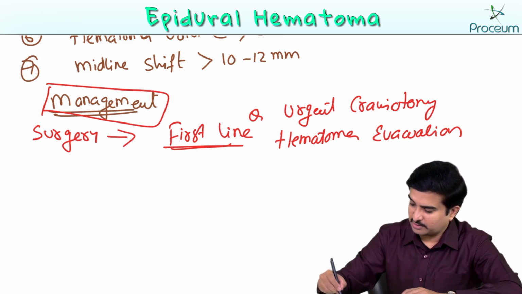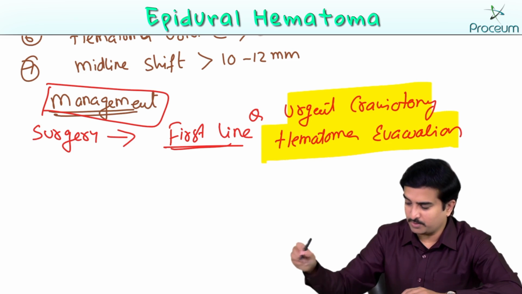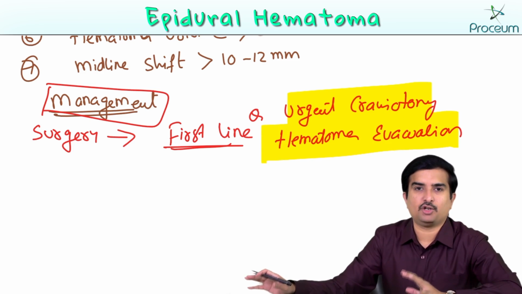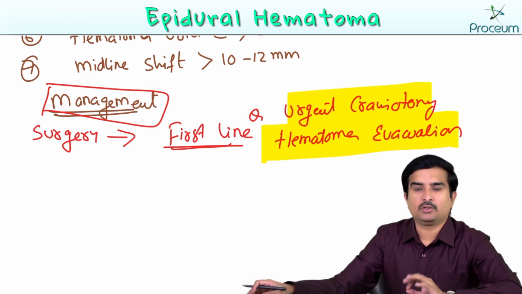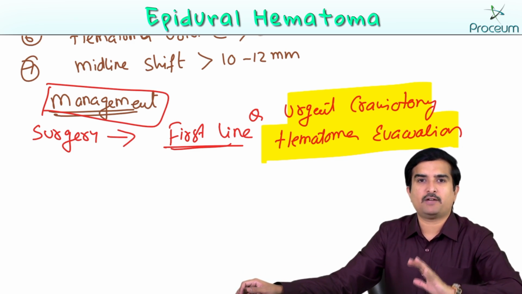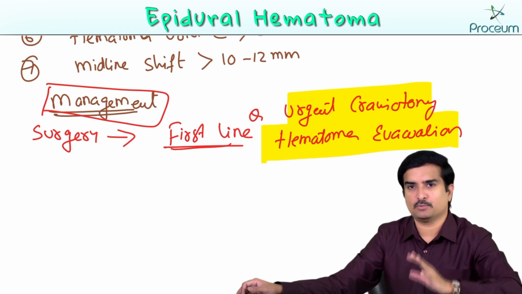Right? Concentrate on these points, guys. Urgent craniotomy and hematoma evacuation, mainly to prevent deterioration of his condition. So that's why we often say in this condition that craniotomy and hematoma evacuation is the mainstay of surgical treatment in symptomatic acute epidural hematoma, right?